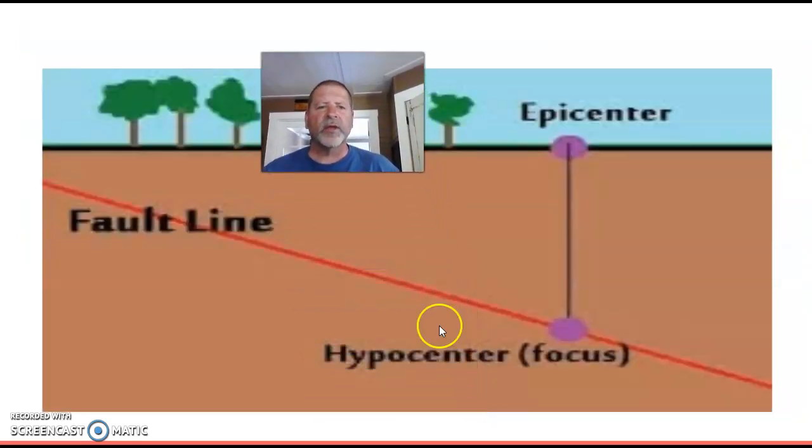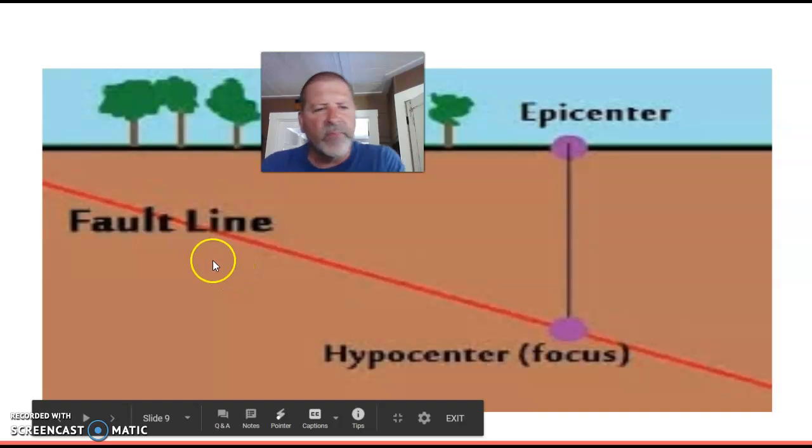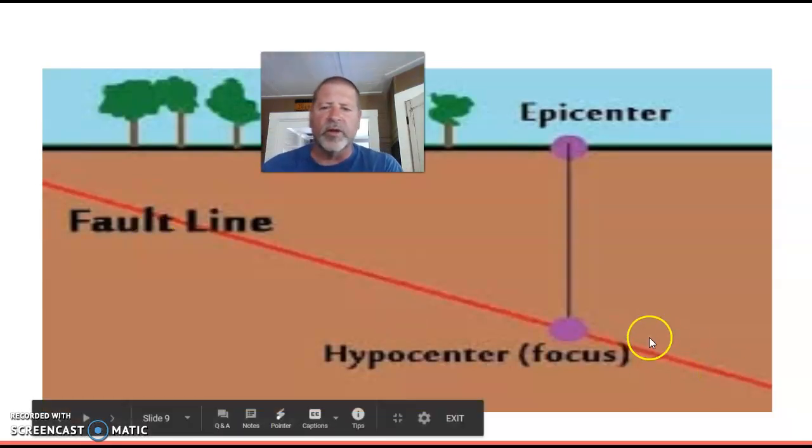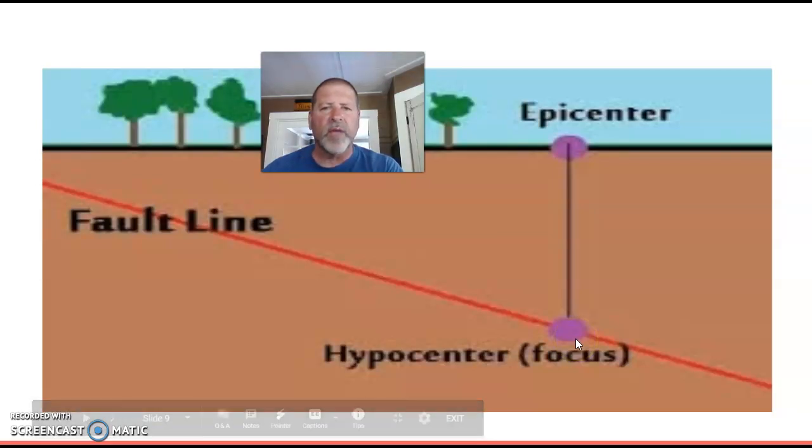In the case of an earthquake, where two plates meet, that's called a fault line. And when they slide or slip, that's going to cause an earthquake. Down below ground, the focus is where that slip happens. So the cause of the earthquake is called the focus.